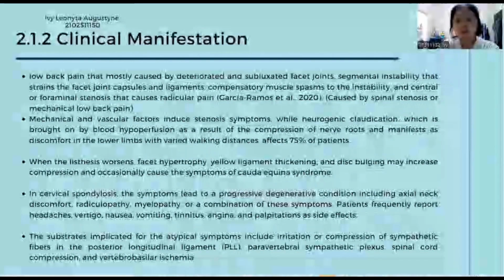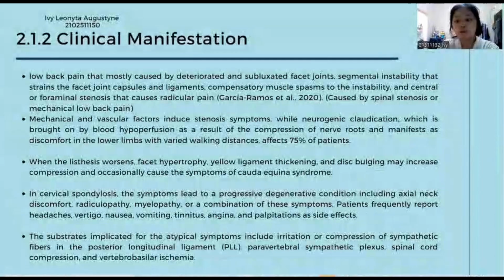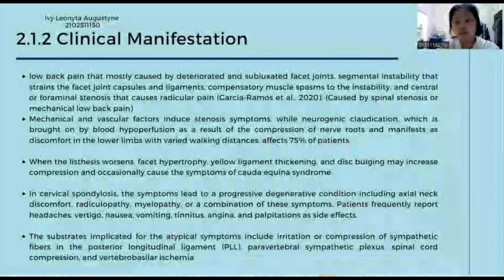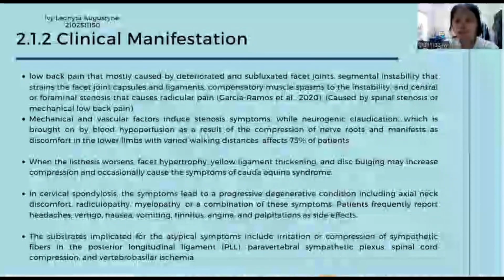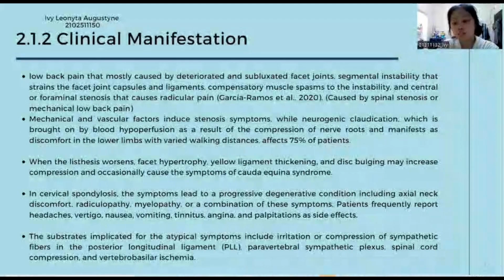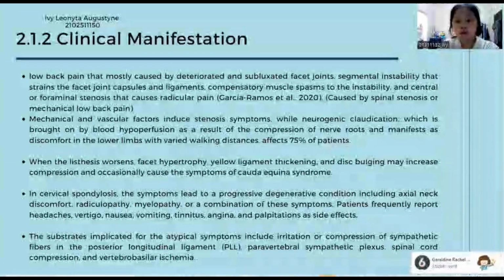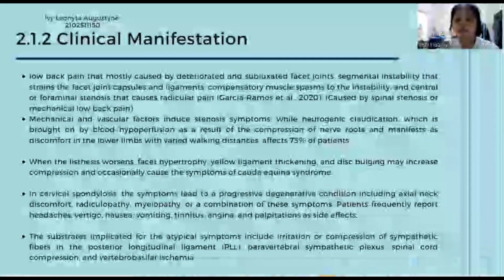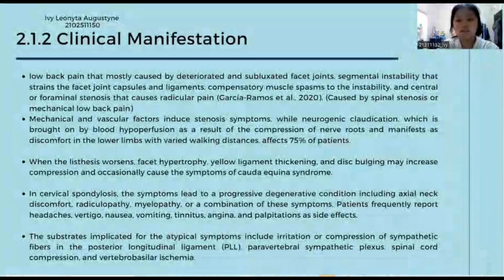In cervical spondylosis, the symptoms lead to a progressive degenerative condition, including axial neck discomfort, radiculopathy, myelopathy, or a combination of these symptoms. Patients frequently report headache, vertigo, nausea, vomiting, tinnitus, angina, and palpitation as side effects. According to the first Indian study by Sharma, the symptoms significantly decrease in intensity and frequency, and hypertension significantly improves. That is all from me. Thank you.